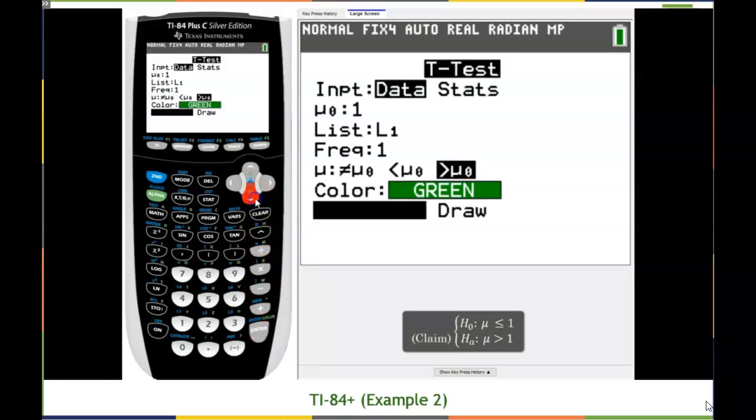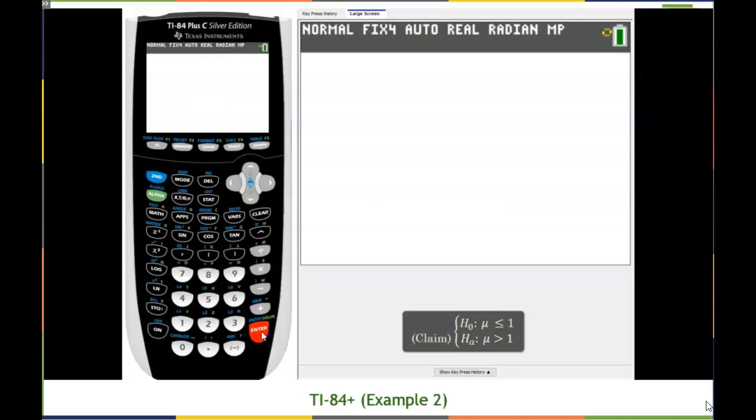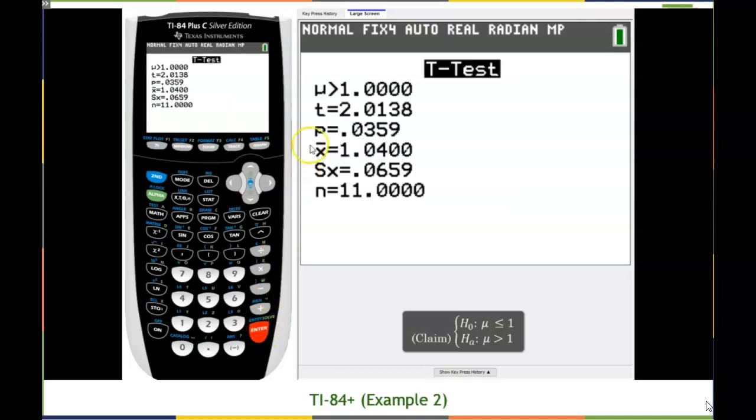I am not going to draw this out, I am just going to calculate it. But if you wanted to see it drawn out, you can click on draw. Now I'm going to calculate. Okay, my test is mu is greater than 1.